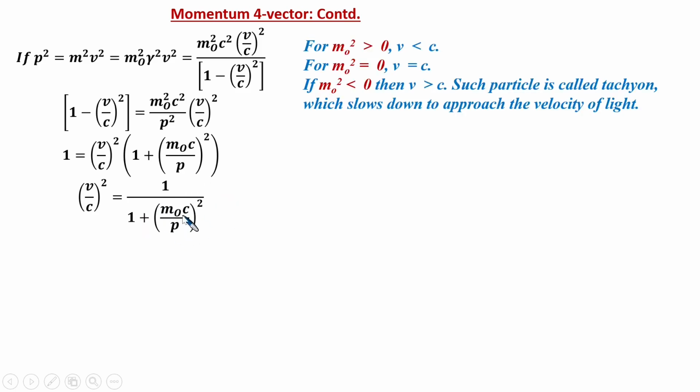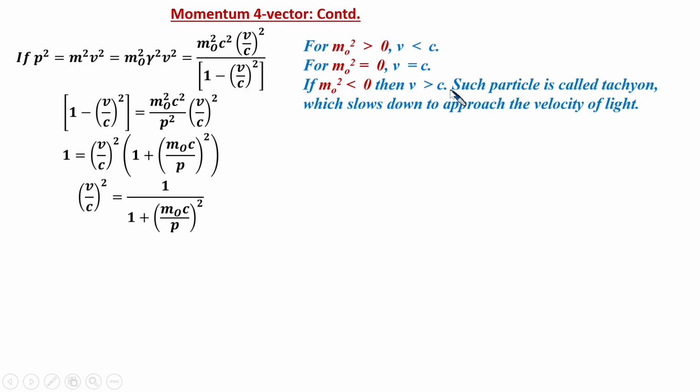So from this expression one can see that if m naught square is greater than 0, then this quantity is less than 1, so one can say that v is less than c. But if m naught square is 0, then v is equal to c. This is for the case of the photon. And if m naught square is negative, then this denominator will be less than 1. So 1 divided by less than 1 will be greater than 1, which means that v is greater than c.